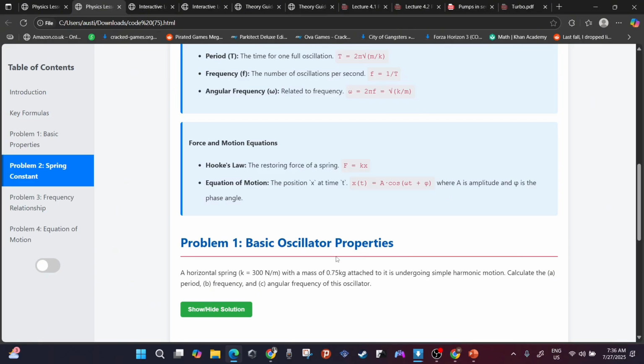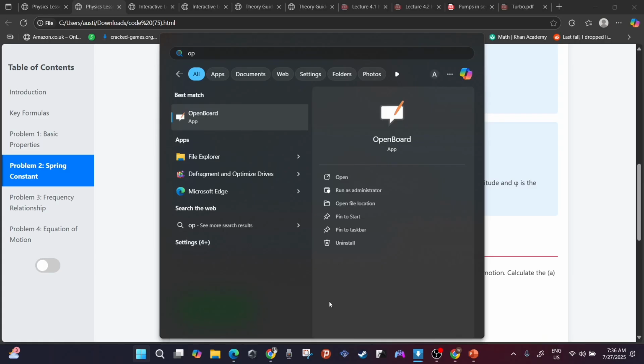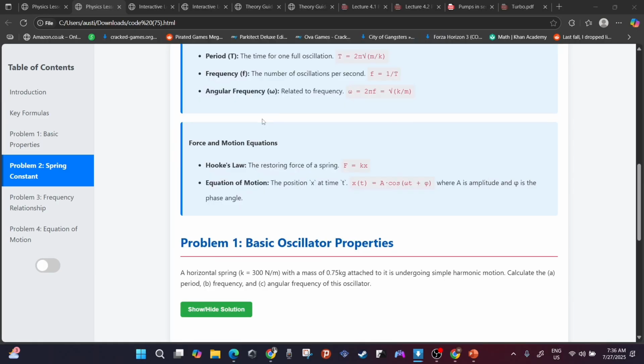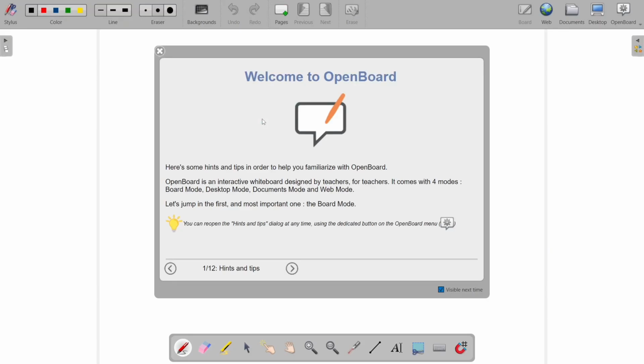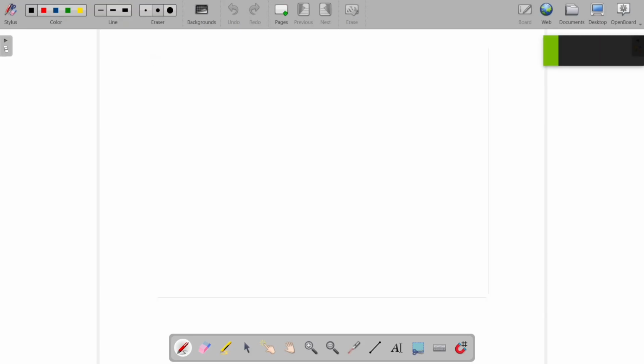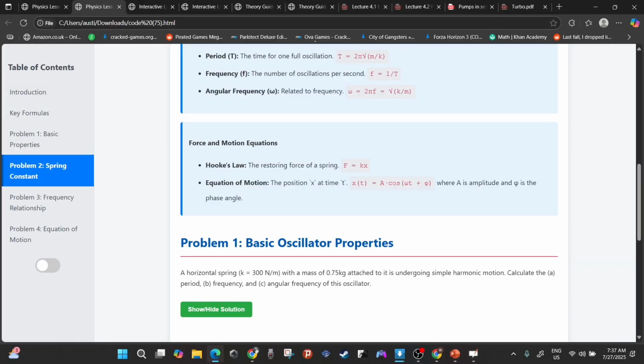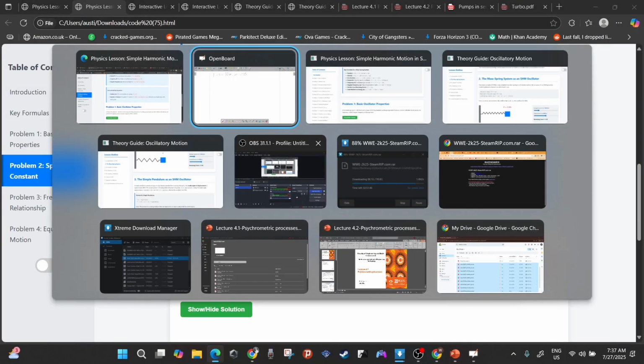Let me just open the board so we can try this question ourselves. First they tell us that k is 300 newtons per meter and our mass is 0.75 kilograms.